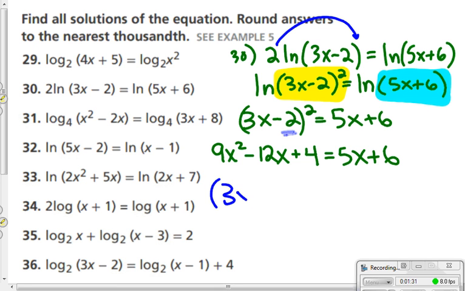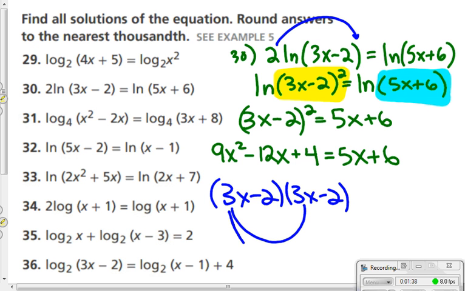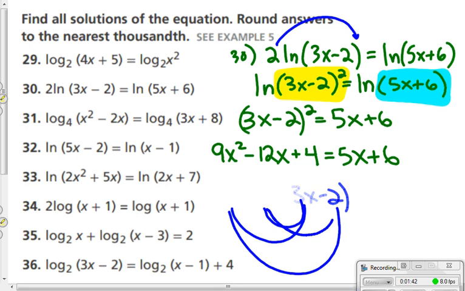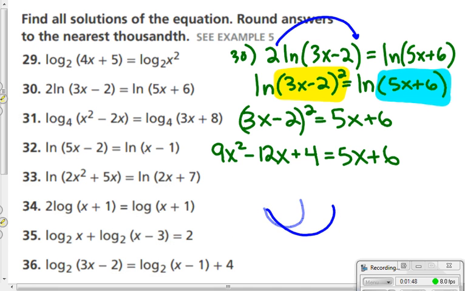You could see that if I FOILed that out, I'd get the same thing, because you get 9x squared. On the outside, you get minus 6x. On the inside, you get minus 6x. And then last, you get plus 4. Sorry, it disappeared so quickly. But you do get that as your trinomial when you expand this. Okay? So at this point, we have a quadratic.